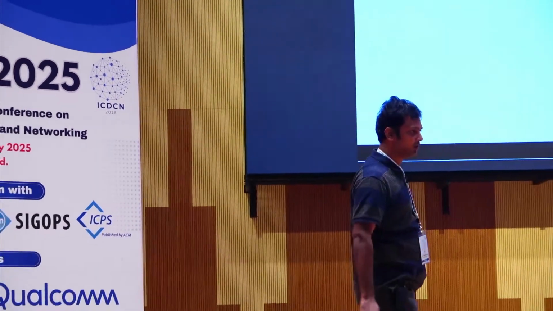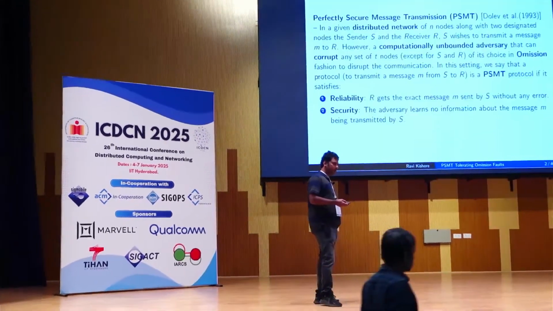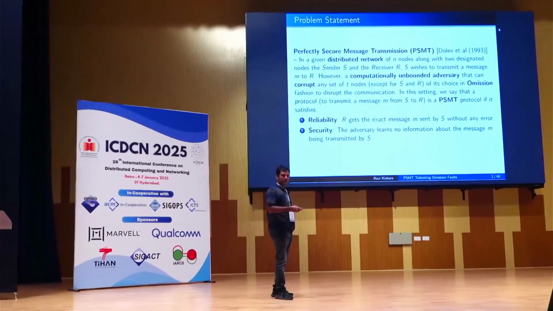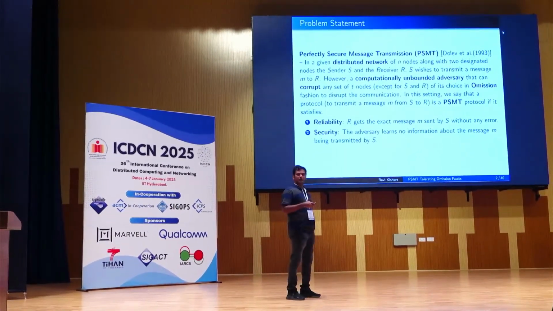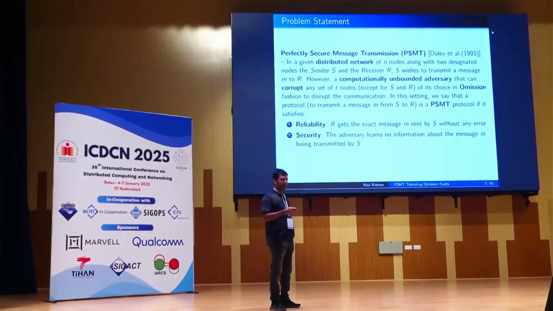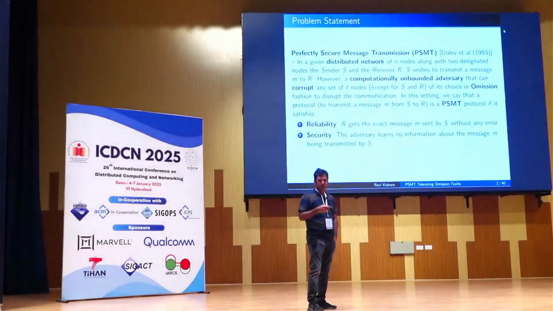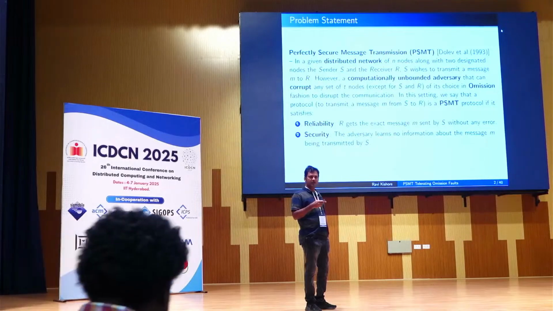Good morning, everyone. Myself, Ravi Kishore. Today I'm going to talk about secure message transmission. So let me introduce the problem. What is perfectly secure message transmission? Think of a large distributed network where two nodes are designated as sender and receiver. Now, the sender has a message and wishes to transmit it to the receiver. But this network is under the control of an adversary. The adversary can corrupt up to T nodes of its choice. Despite that, the sender wants to send the message reliably as well as securely to the receiver.